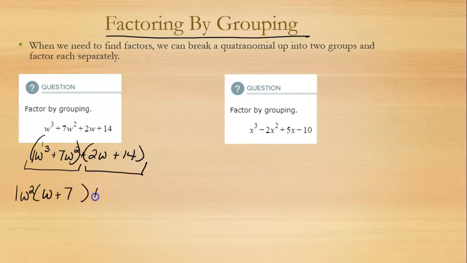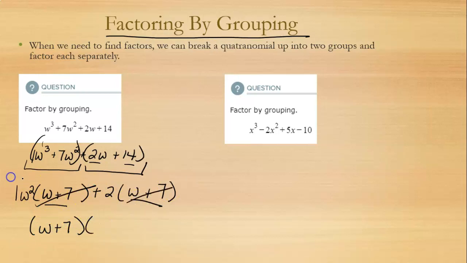Before we would have been done. Now we have another set of parentheses. The GCF for 2w and 14 is 2, so I'm dividing both terms by 2. 2w divided by 2 is w, 14 divided by 2 is 7. This should look really similar to the last topic we worked on. Now we have a common factor of w plus 7 that we take out in front. And we're left with what's in front here and what's in front here, which is w squared plus 2.